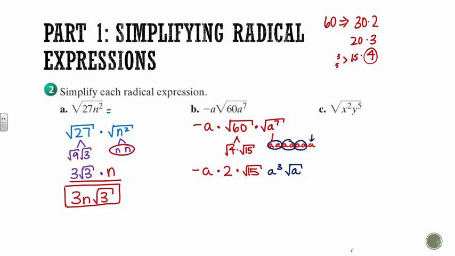So then before we're done, we got to combine everything on the outside. Remember, this is like a -1, so if we combine our numbers, we get -2. I have 1 a over here and 3 more a's there, so that's a to the 4th. And then underneath the square root, I have a 15 and an a. I'm going to leave the last one for you.